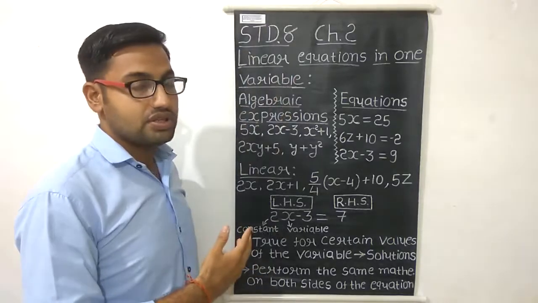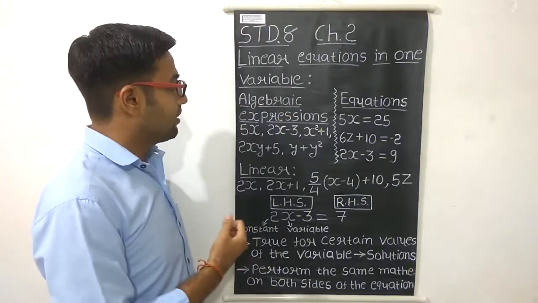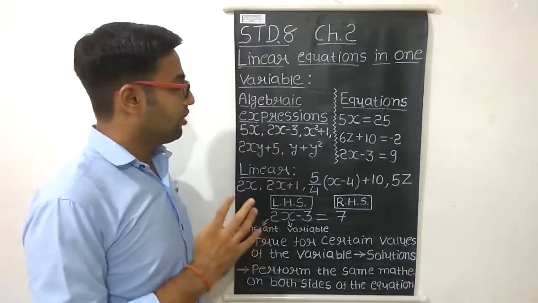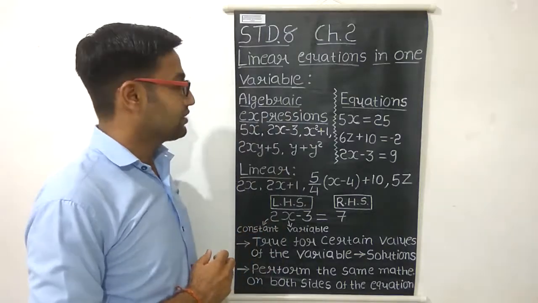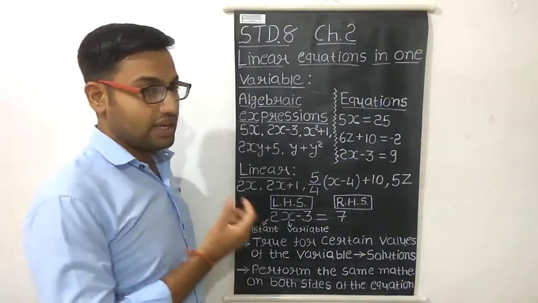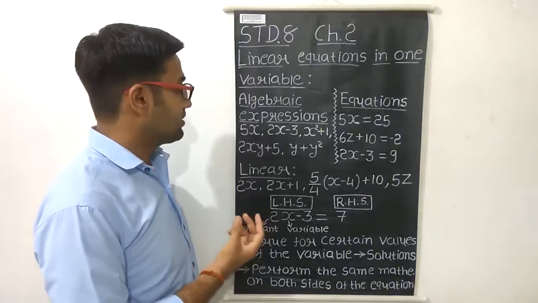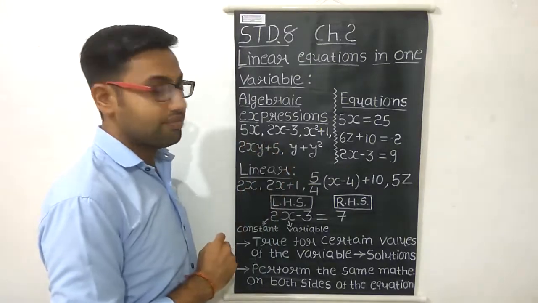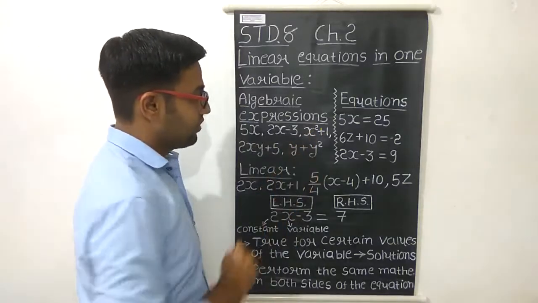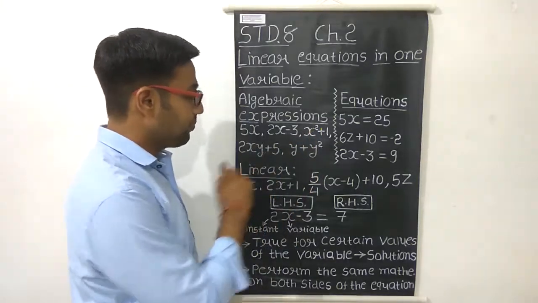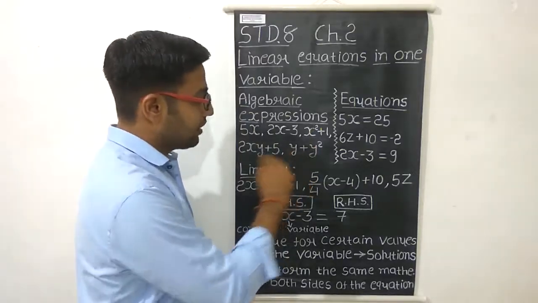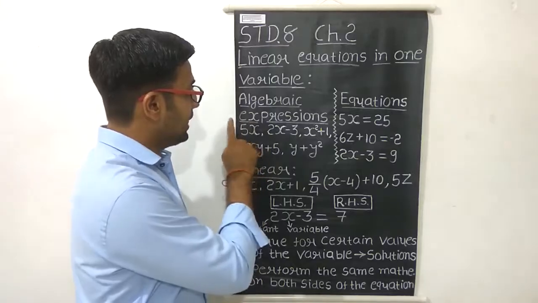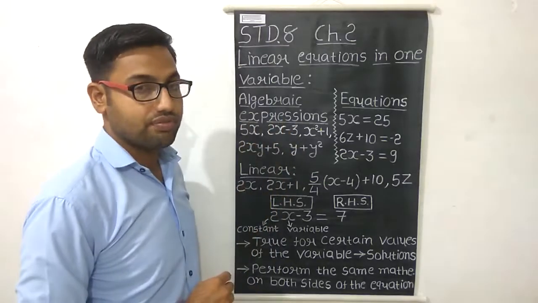So in the previous standard you came across some algebraic expressions, and you now know what algebraic expressions are. Some examples of algebraic expressions are 5x, 2x minus 3, x square plus 1, 2xy plus 5, y plus y square. So these are some examples of algebraic expressions.